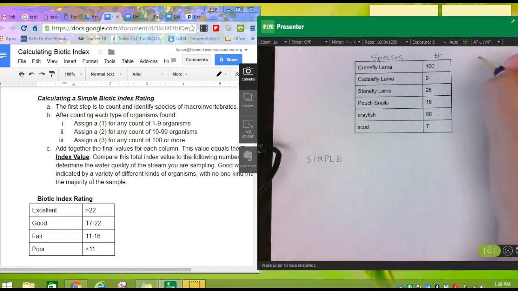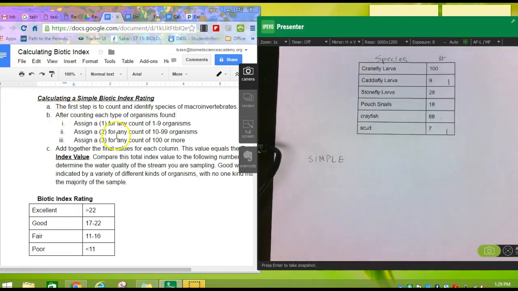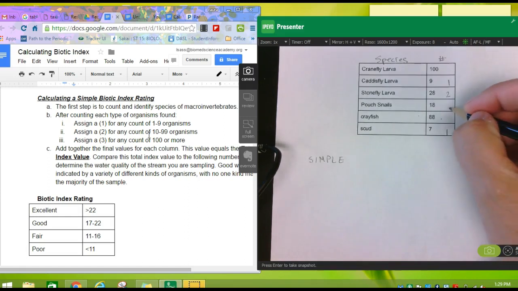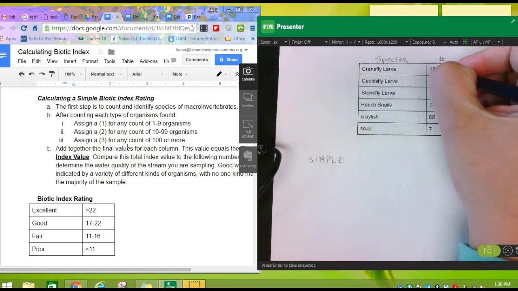So what you can do is just put numbers right in the box. Any species that have between 1 and 9 organisms, you write a number 1. In this case, assign a 2 for any count of 10 to 99. So in this case, 28 falls between 10 and 99, so does 18, and so does 88. So those values would all be 2. And then assign a 3 for any count of 100 or more. So that would be this one.